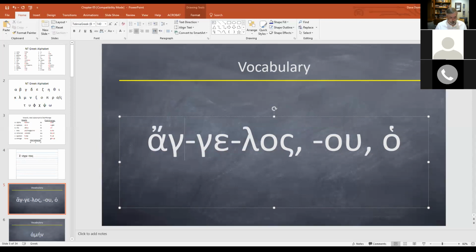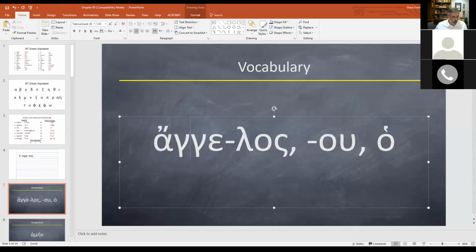Angelos. Okay, so what's the third syllable? The upside down Y. Well, that's a gamma also. So there's alpha, gamma, epsilon, lambda, omicron, sigma. The two gammas are together, and we're going to separate them when we pronounce it.